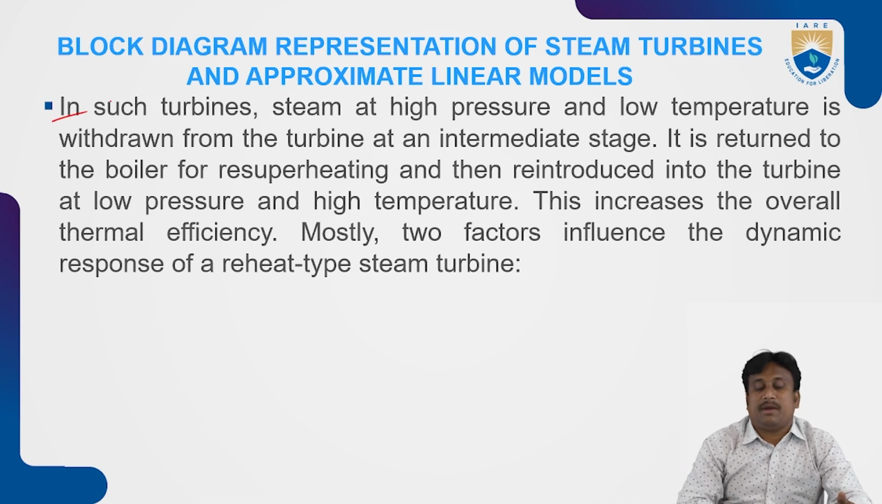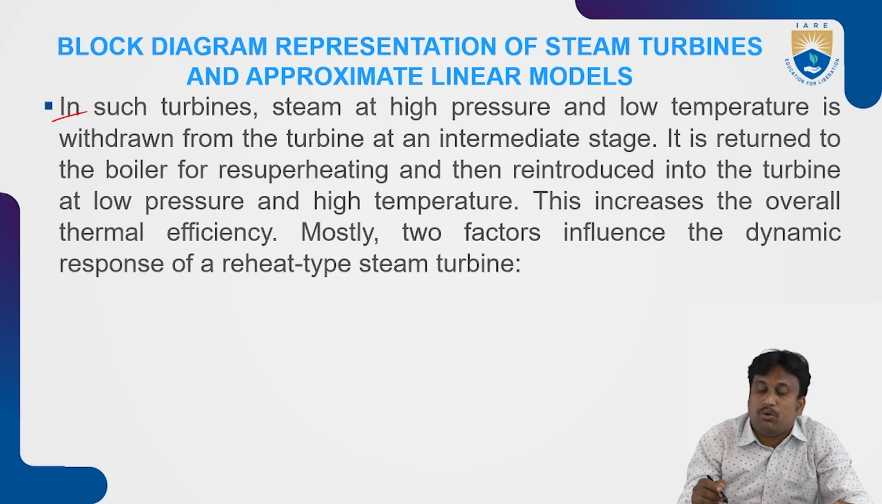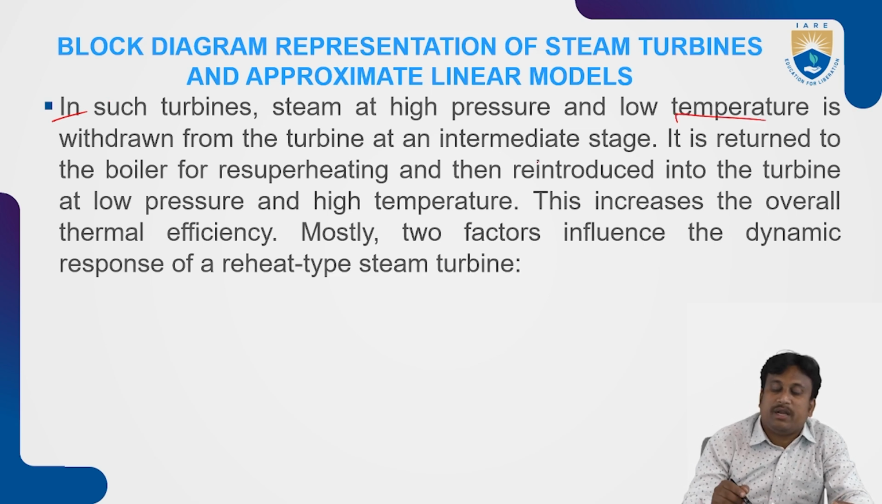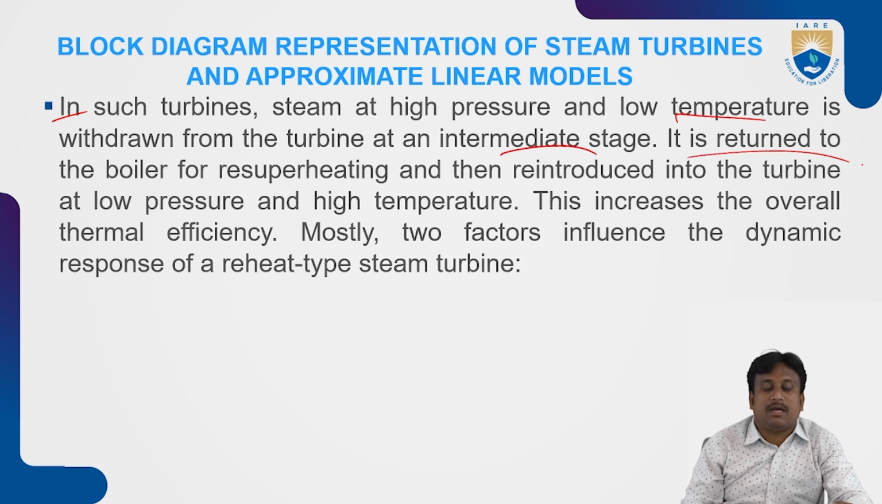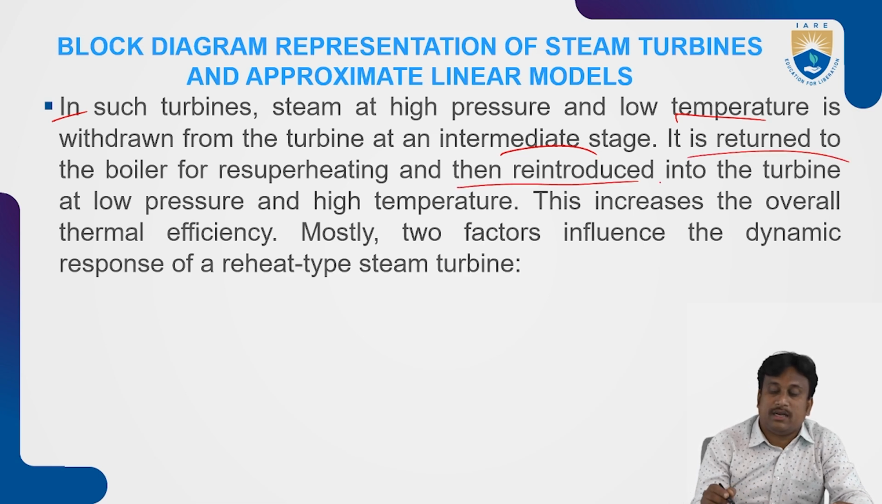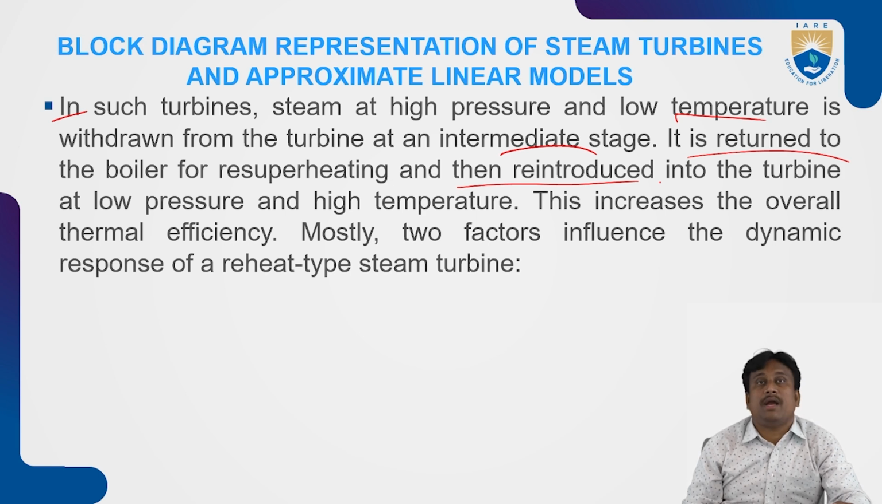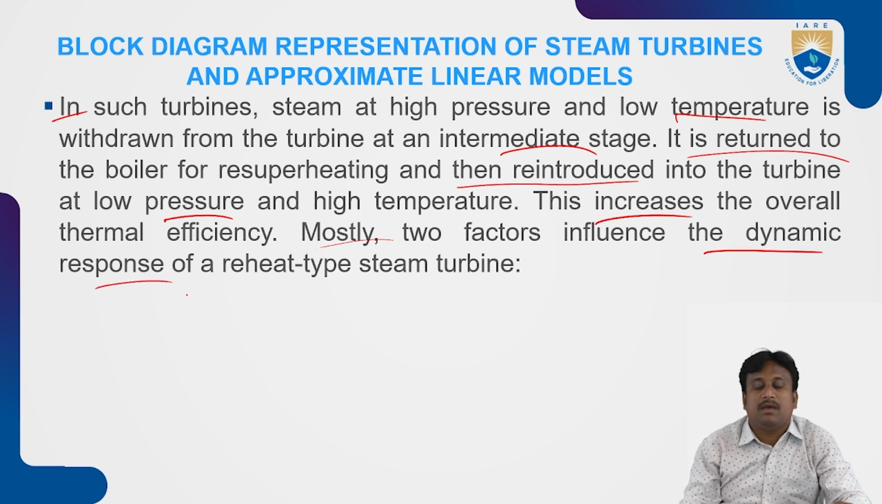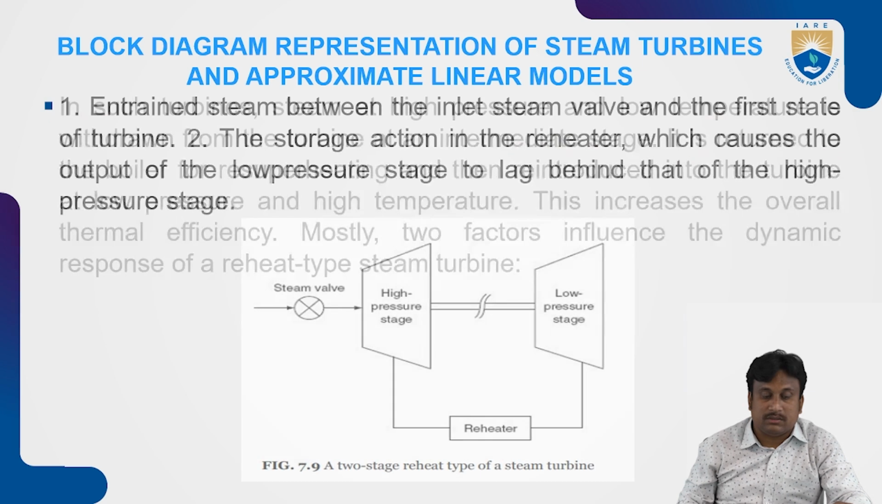So in such turbines, steam at high pressure and low temperature is withdrawn from the turbine at an intermediate stage level. It is returned to the boiler for re-superheating and then reintroduced into the turbine at low pressure and high temperature. So this increases the overall thermal efficiency, and mostly two factors are going to influence the dynamic response of a reheat type steam turbine system.